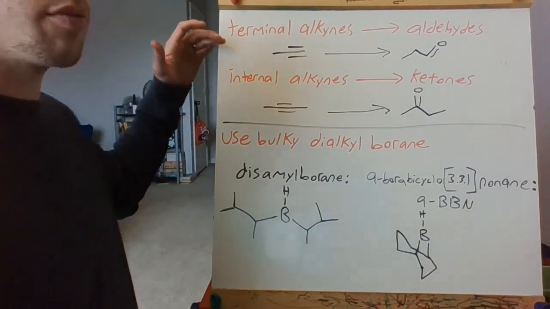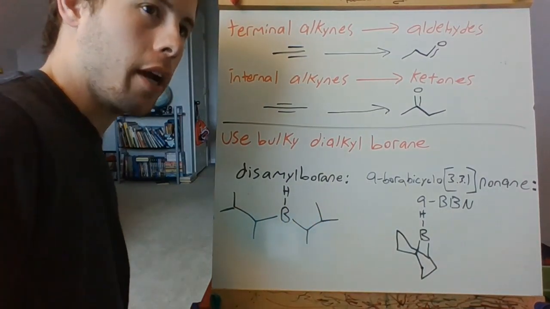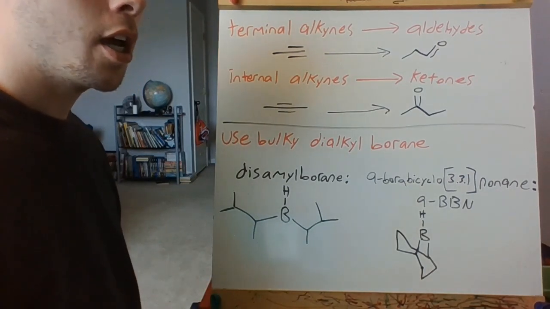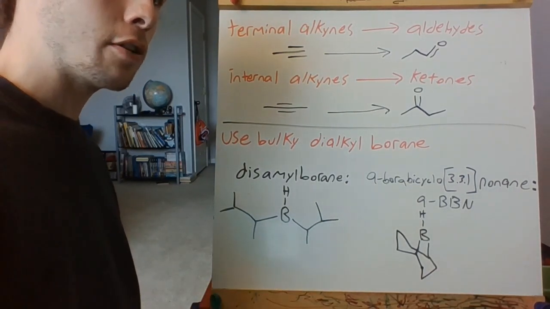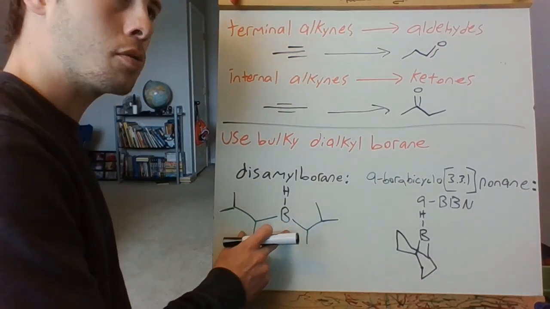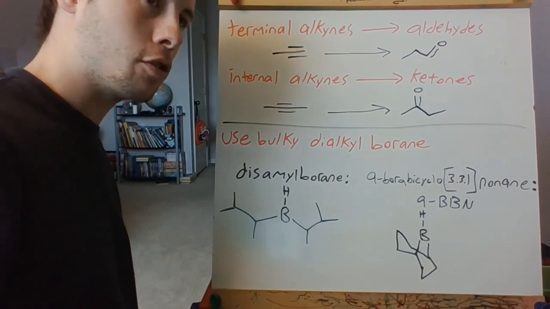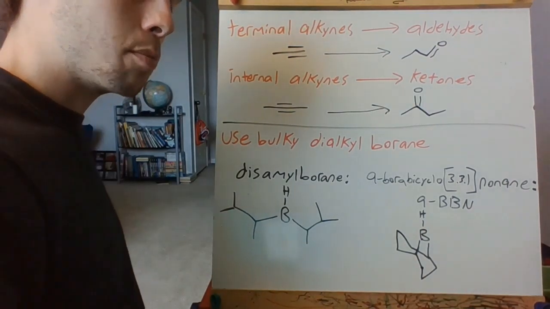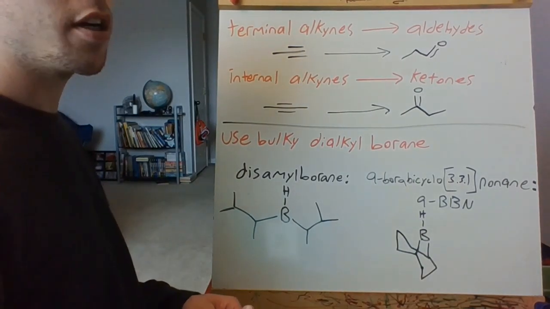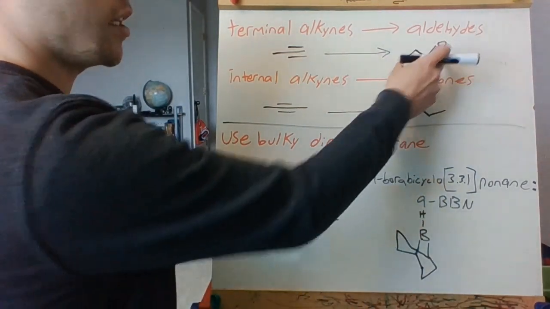So for conversion of terminal alkynes to aldehydes, we need to use a bulky dialkyl borane. So remember in the previous mechanism when we did this with alkenes, we substituted all 3 hydrogens on the boron atom for alkyl groups. And so if we go ahead and substitute 2 of those hydrogens for alkyl groups, we can only react 1 of those boron hydrogen bonds. On top of that, if we use big bulky groups, this is going to force the boron to add to the less substituted carbon, giving us the anti-Markovnikov addition product, resulting in the aldehyde.